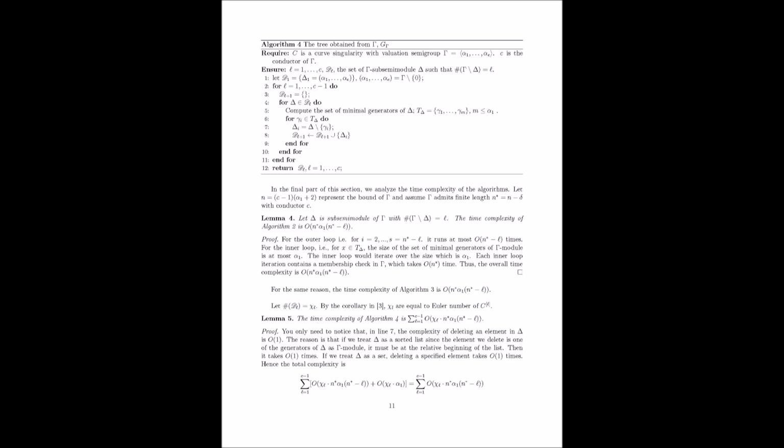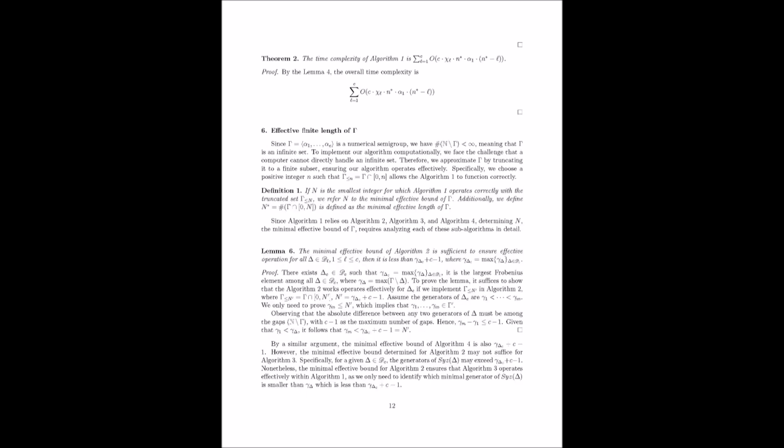We want to truncate enough to make the computations feasible, but not so much that we sacrifice accuracy. Exactly. And luckily, there's a theorem in the source material that gives us an upper bound for this effective length. It tells us that we can safely truncate at a point determined by the conductor and the smallest generator of the semigroup. So we have a guarantee that if we truncate at this point, our algorithm will still produce the correct Motivic Hilbert Zeta function.